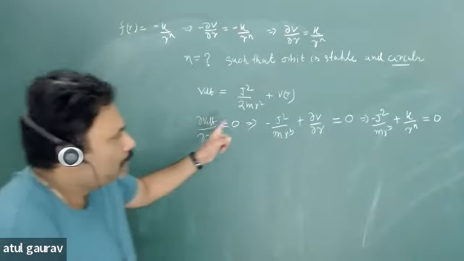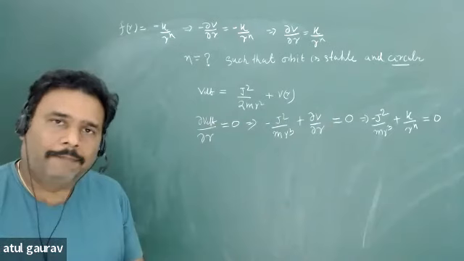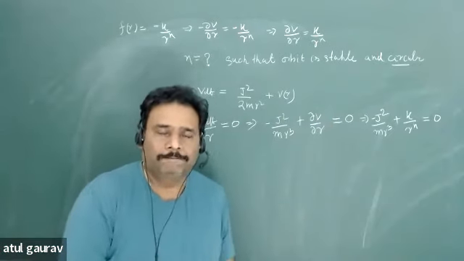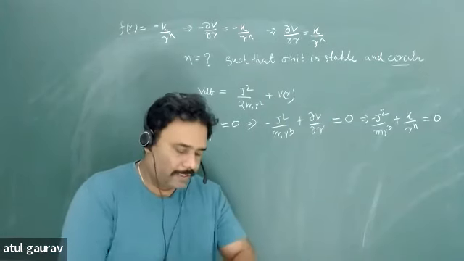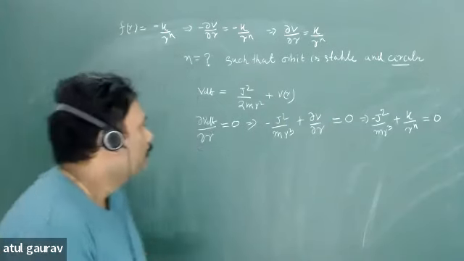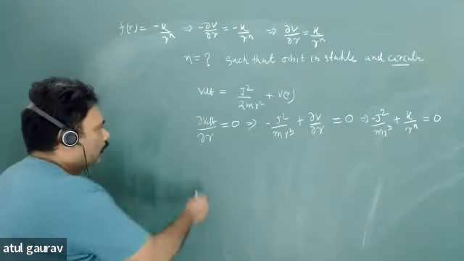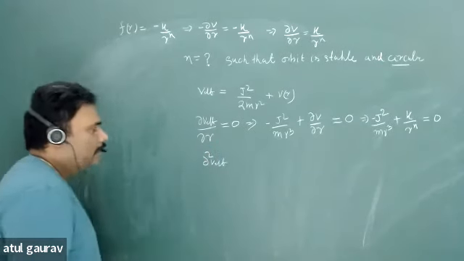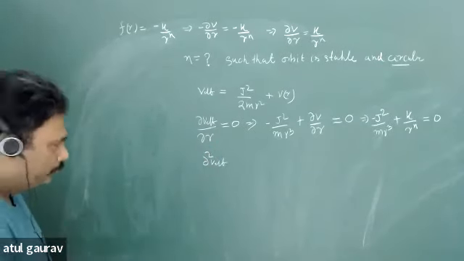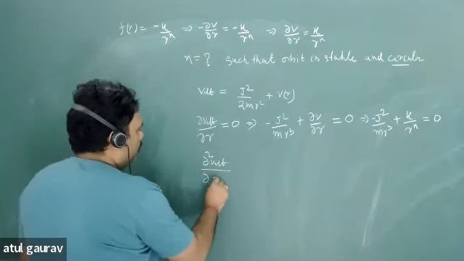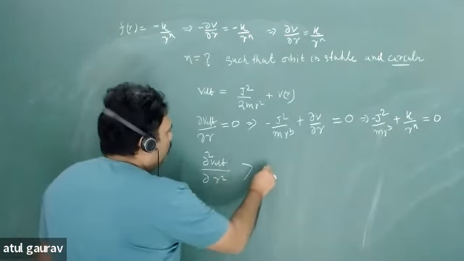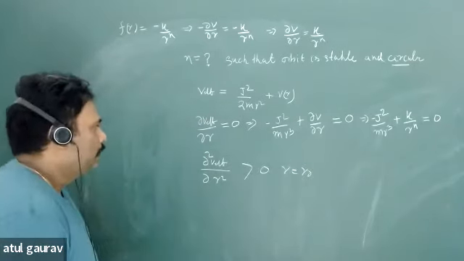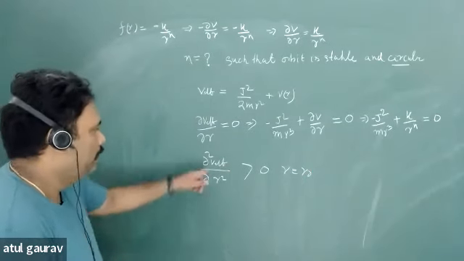But this is only the condition for a circular orbit. We have to also introduce the story of a stable orbit, isn't it? So when we are using the condition of a stable orbit, what will happen? The condition is del square V effective over del r square must be greater than 0 at r is equal to r naught. So let's go for the second derivative of this.